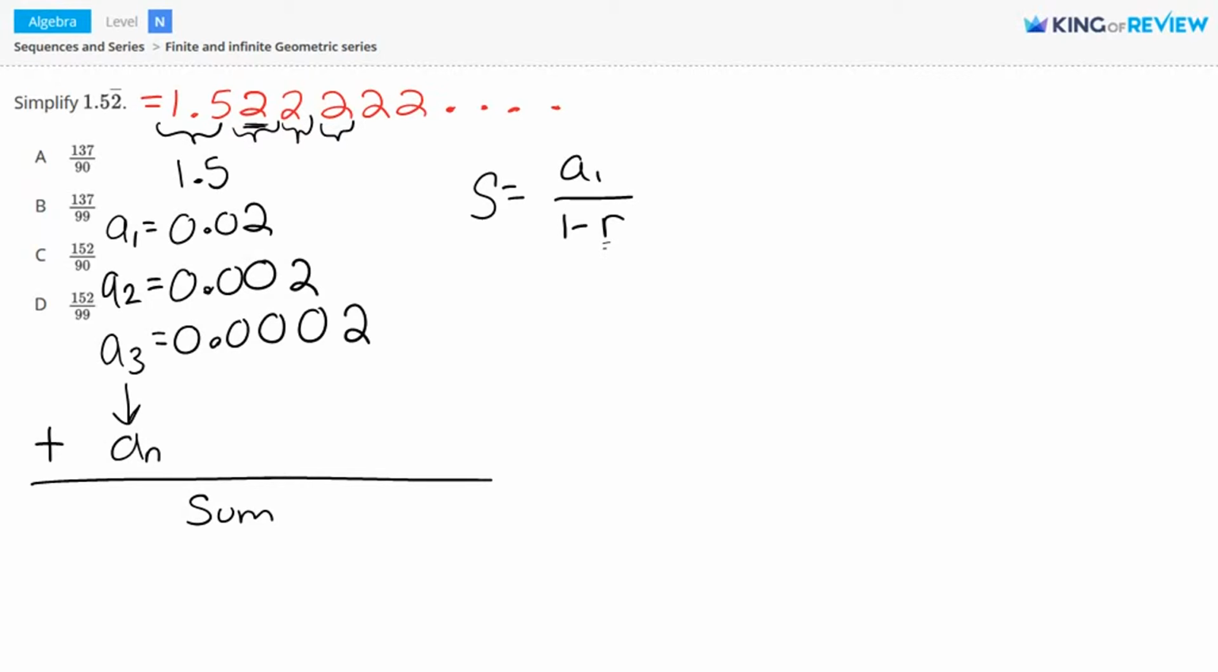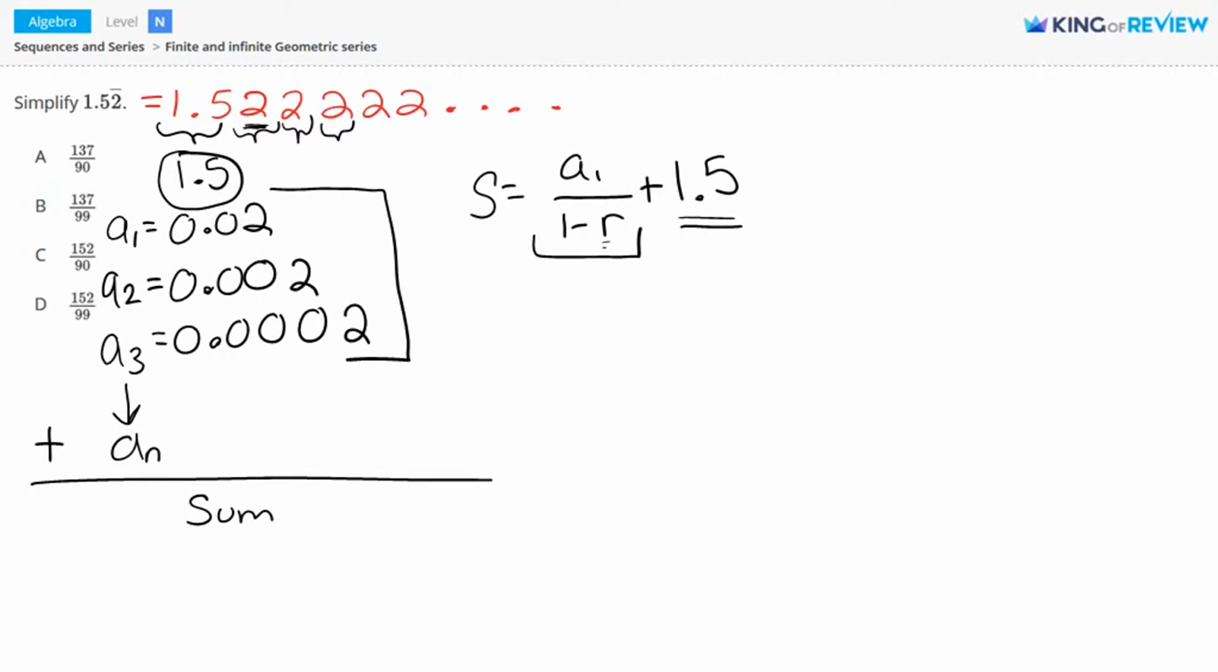So this sum, S equals A1 over 1 minus R, that represents this portion of the decimal, the repeating portion, but we still need to add in this 1.5. Because this portion was the non-repeating portion of this decimal. So this part here represents the repeating portion, and this 1.5 is the initial part of this decimal that does not repeat. So again, we need to find this R value in order to fill out our equation here.